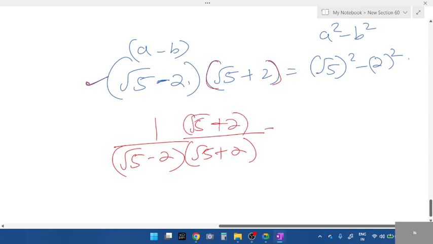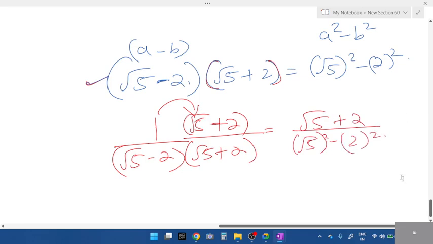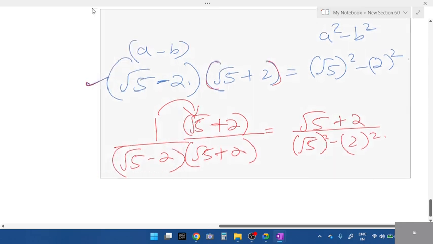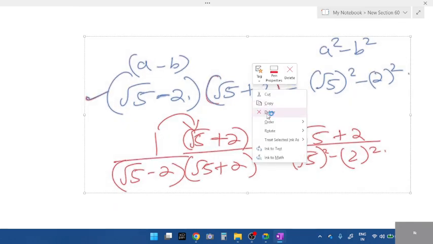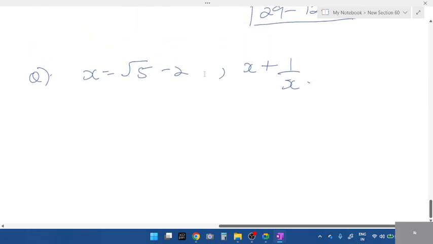Is it clear? So this 1 into whatever you multiply will remain as it is. Denominator will be root 5 the whole square minus 2 the whole square. Then you can apply a square minus b square, a plus b the whole square, anything according to the value. Now back to this question.